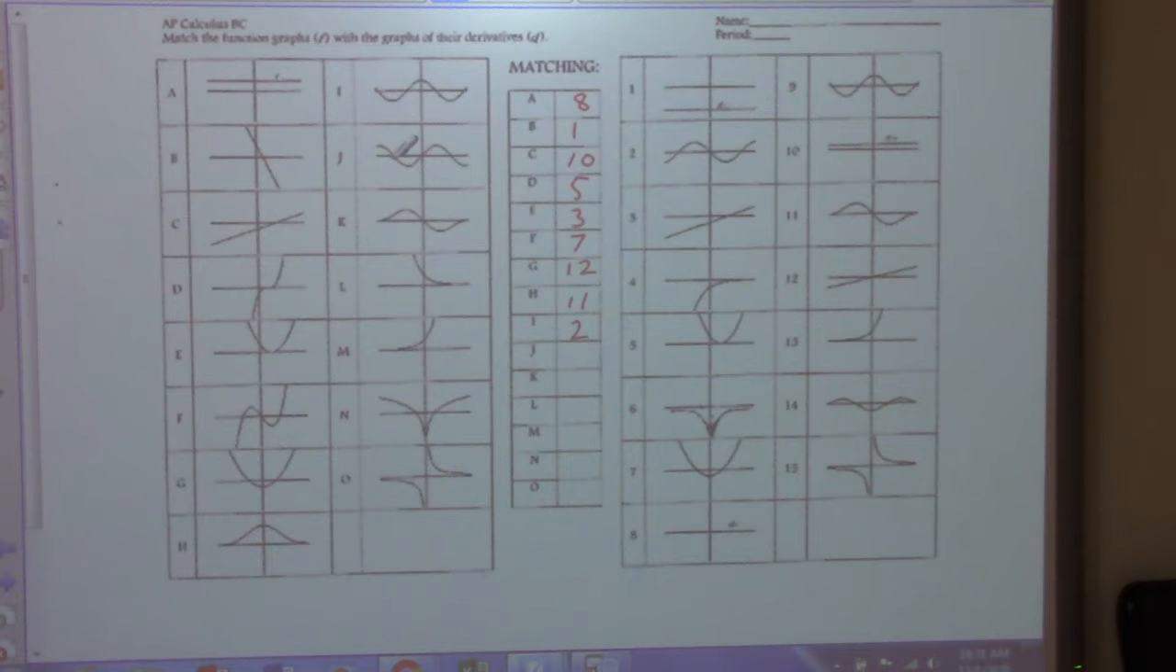Okay, decreasing, slope is negative. So you're going to look for this piece from here to here to be negative. Where do we see this piece from here to here negative? 9. Okay, 9 looks like that could be it.